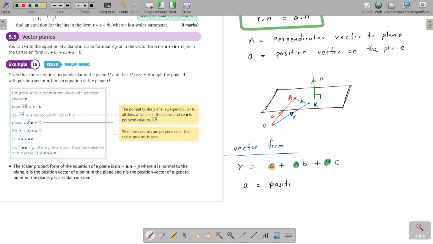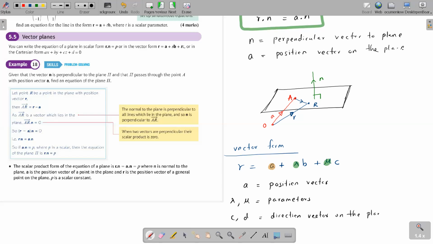B and C should be what vectors? Direction vectors on the plane, because you know it's a plane. I mean, you can take many directions on the plane, right?